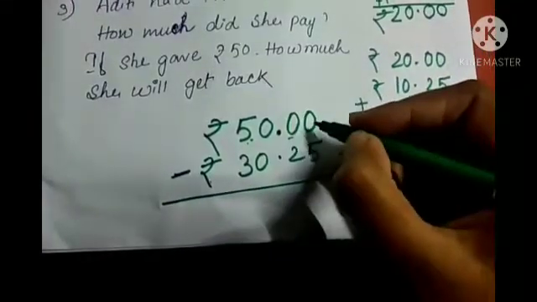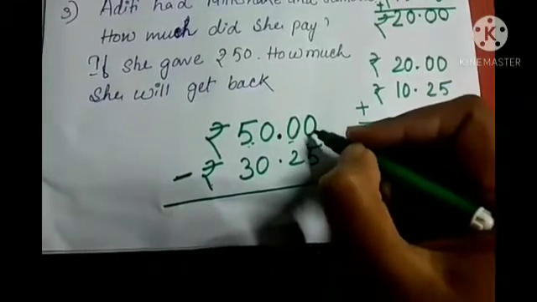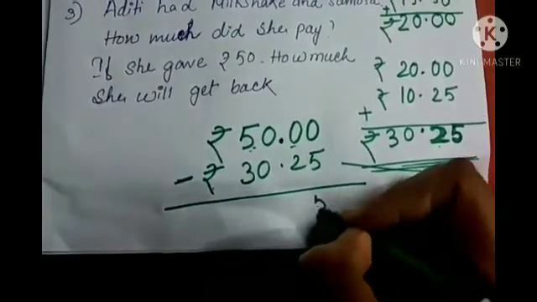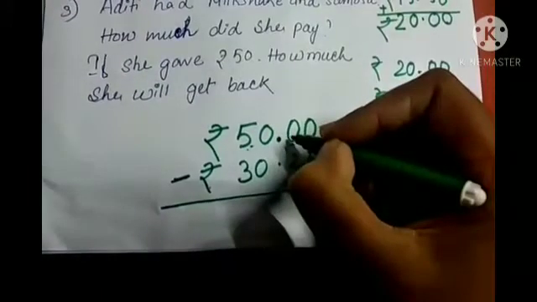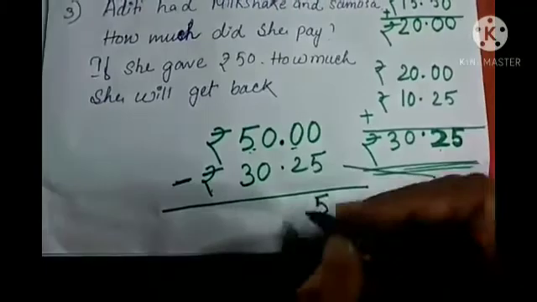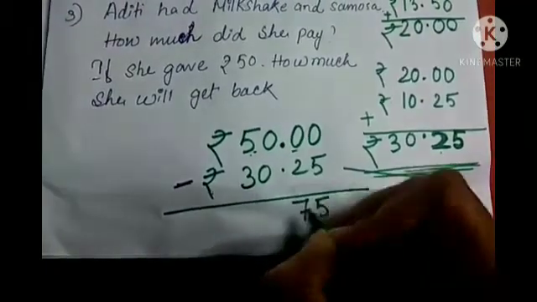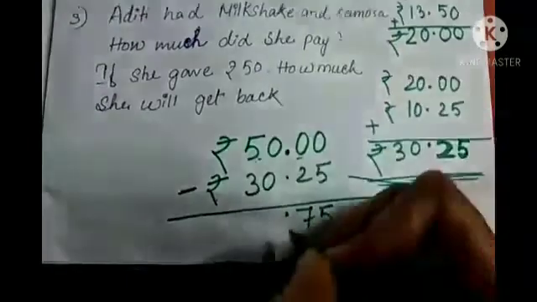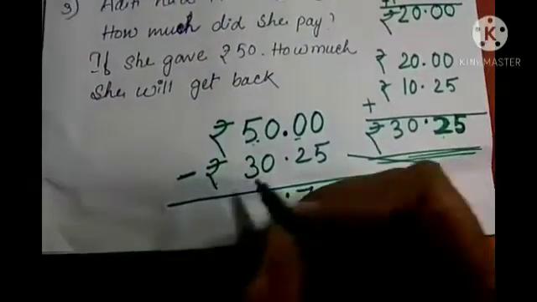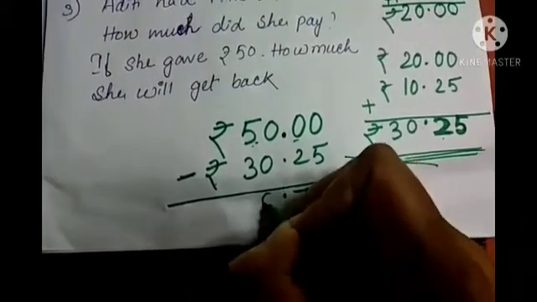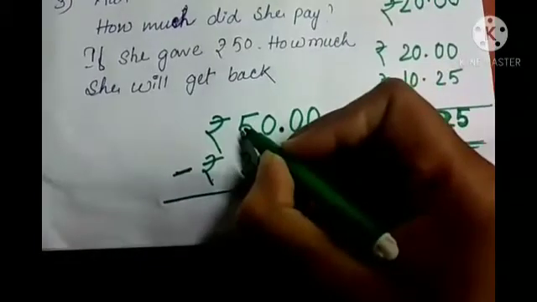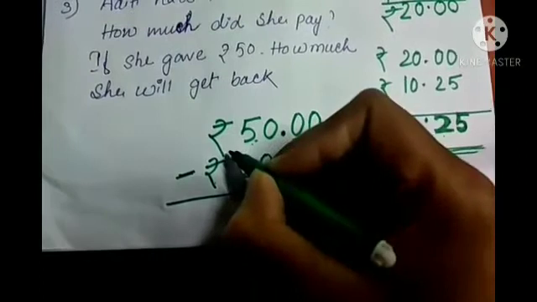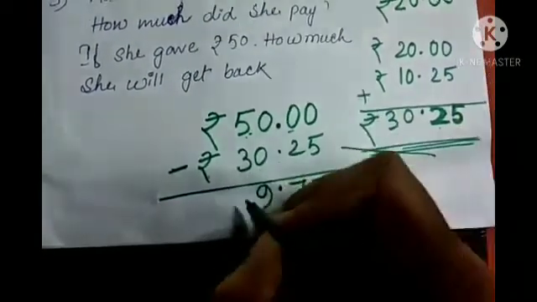Okay, so here we will consider this one as 10. 10 minus 5 will be 5. Okay, then this one will become 9. 9 minus 2 will be what? 7. Okay, and from here we have to take, so this one will also become 9. So here 9 minus 0 will be 9. Okay, and from here we have taken, so that's why it will become 4. So 4 minus 3 will be what?